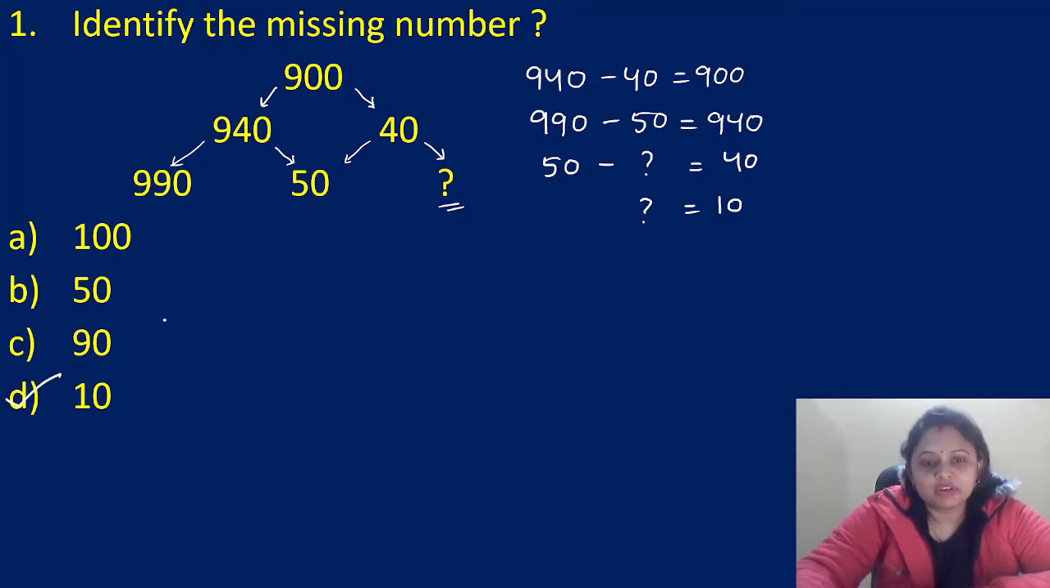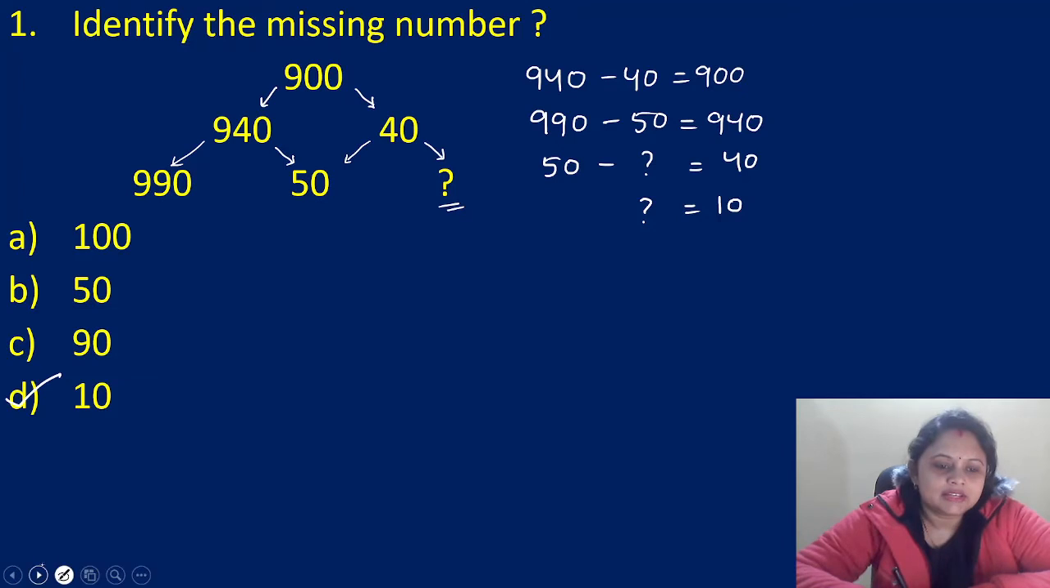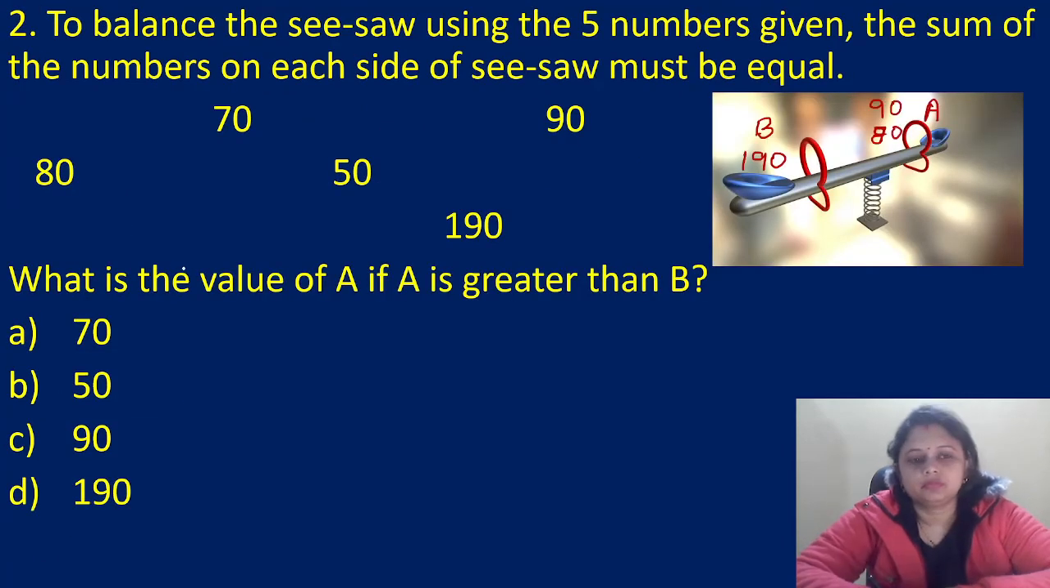Okay, I hope you understood well. Next, let's move to the next question. Okay, what is our next question? Our next question is to balance the seesaw using the 5 numbers given. The sum of the numbers on each side of the seesaw must be equal. Okay, what is the value of A if A is greater than B?